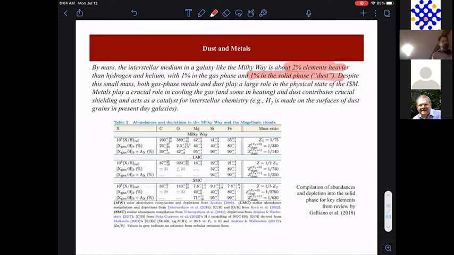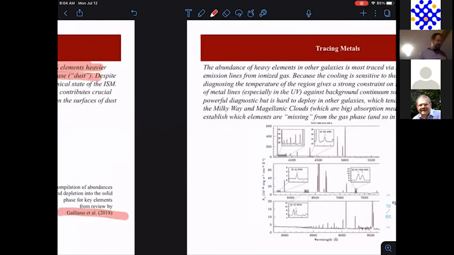Metals are crucial to cooling the gas across a huge variety of phases. Dust is absolutely essential as a mechanism to shield gas in the interstellar medium and allow it to cool down, but it also serves as a catalyst for interstellar chemistry. There's a really nice compilation of the breakdown of abundances in the Milky Way and the Magellanic Clouds for a few key elements, looking at both the overall abundance and the depletion of heavy elements into the solid phase, from a very nice review by Frederic. And I referred you to that.